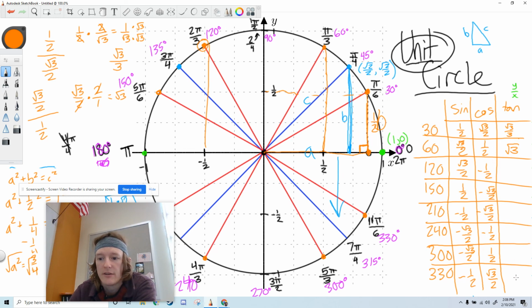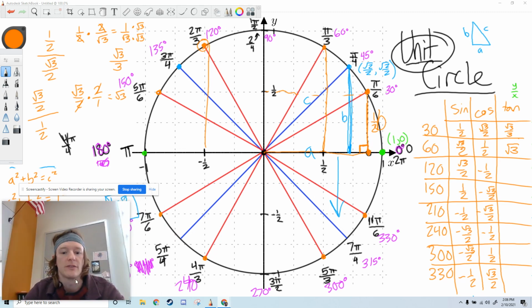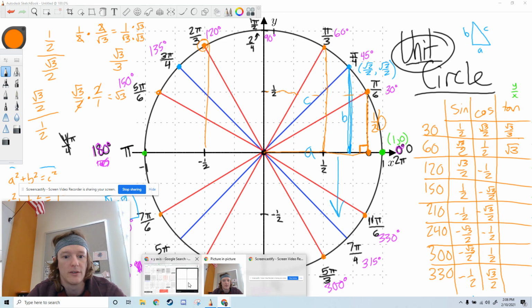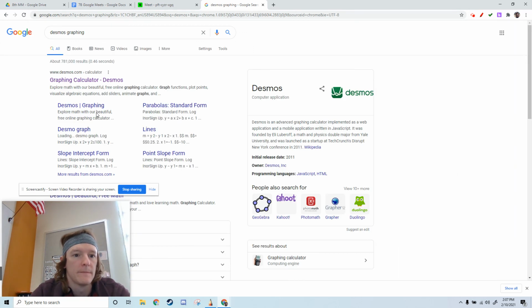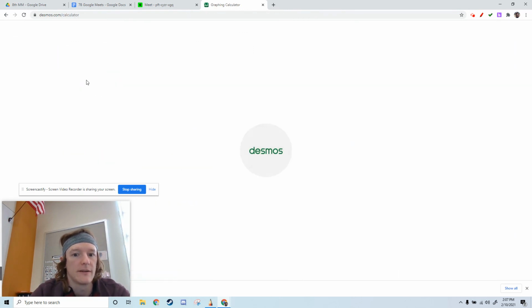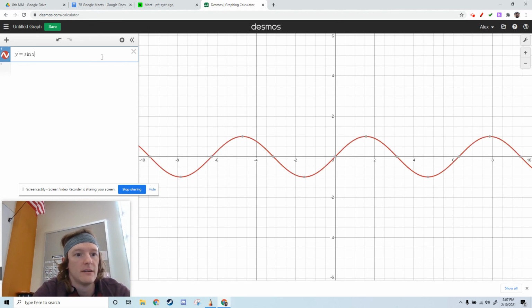All right, and we could keep going. We can do all these. But the next thing I want to do is go to Desmos. This is going to be our part 2, so I think I can squeeze it in. I want to show you what these look like. So we're going to pull up Desmos graphing. Now I want to graph y equals sine of x.